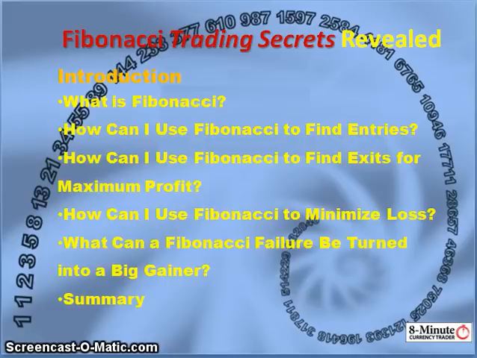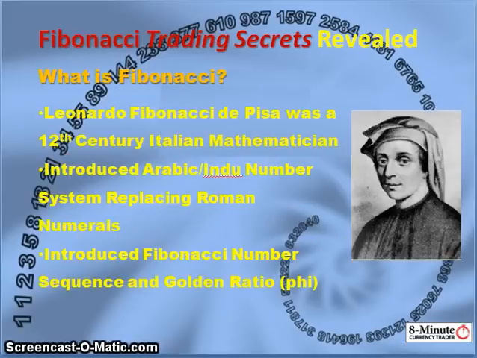Now let's look at the man behind Fibonacci, Leonardo da Pisa Fibonacci. He was a 12th century Italian mathematician who introduced the Arabic Hindu number system to Europe, replacing the Roman numerals. If you've ever used Roman numerals, counting I plus I is I, it was very cumbersome. By introducing this Arab Hindu system of 1, 2, 3, 4, 5, 6, 7, 8, 9, and the 0, he was able to create any number by just using those 10 digits.